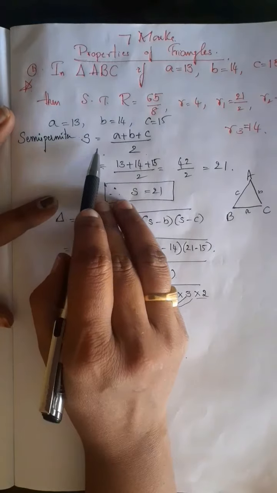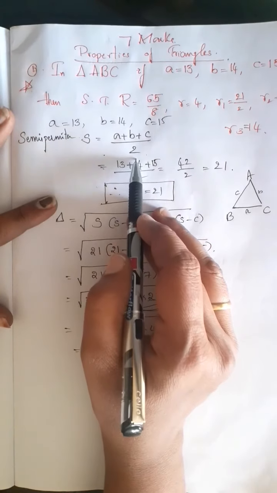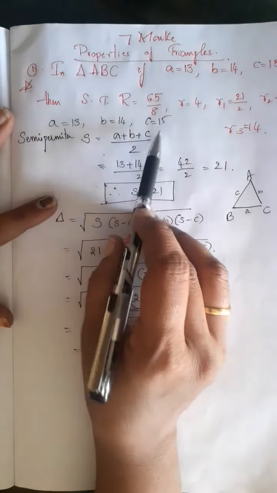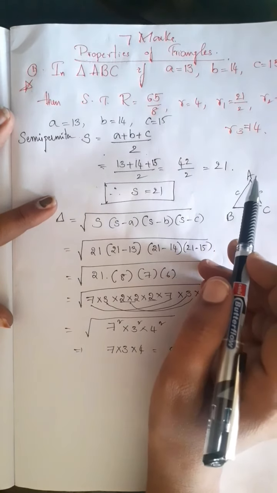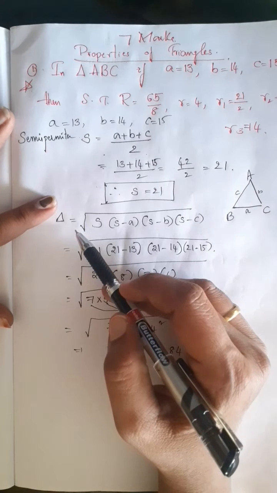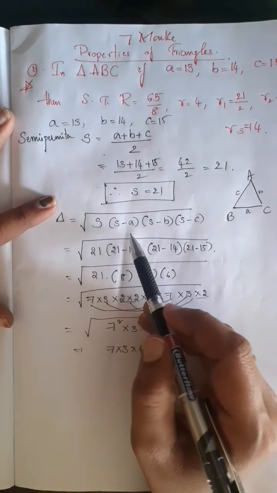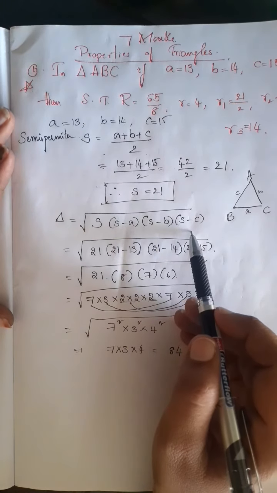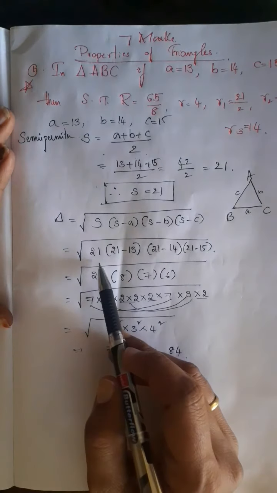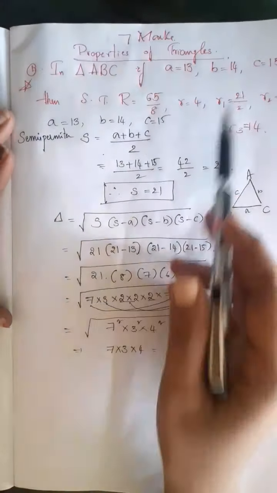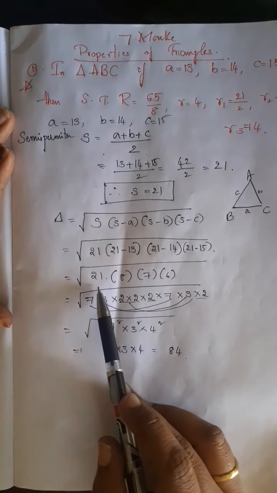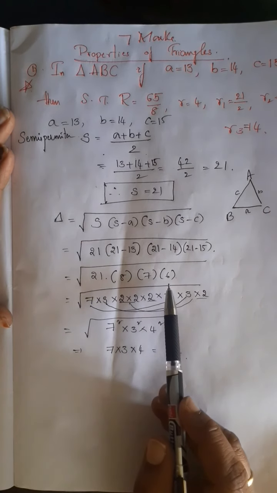The semi perimeter S is equal to A plus B plus C by 2. That is 13 plus 14 plus 15 by 2, that is 42 by 2, the S value will be 21. Okay. And delta, how do you find? Under square root of S into S minus A into S minus B into S minus C. So under square root of 21 into, I am simply substituting the S value and ABC values. Here I am getting 21 into 8 into 7 into 6.